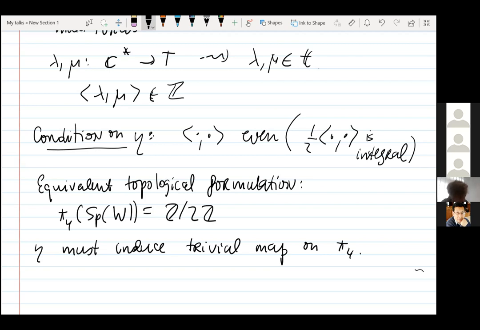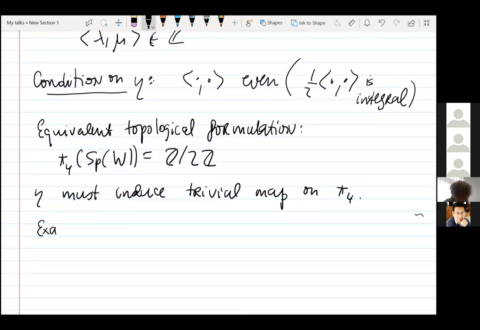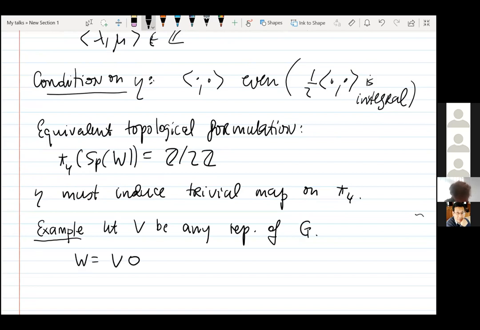Let's assume that this condition is satisfied. Maybe before I proceed, let me give an example of a very wide class of situations when this condition is satisfied. Let V be any representation of G, not necessarily symplectic, then take W to be V plus V star, which you can think of as the cotangent bundle to V. When you think about it as a cotangent bundle, it endows it with a natural symplectic form, and this becomes a symplectic representation. And in this case, this evenness requirement is automatically satisfied. No anomaly in this case. This is an easy exercise.